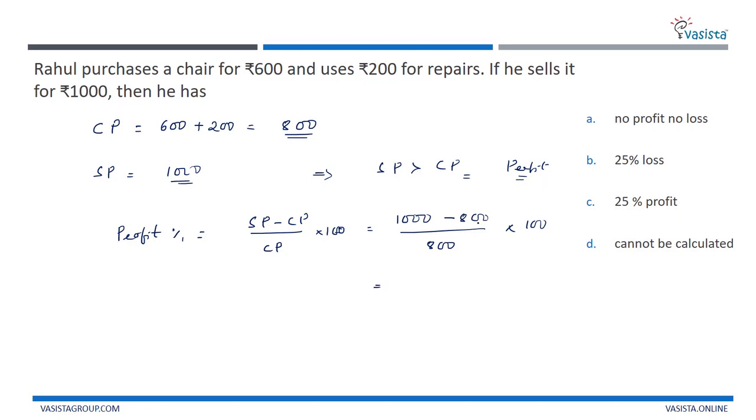Now simplify it. 1000 minus 800 is 200. 200 by 800 into 100. Now simplify it. The answer, right? 2 ones are 2, 2 fours are 8, so 1 by 4 into 100, 4 25s are 100. So the answer is 25% profit.